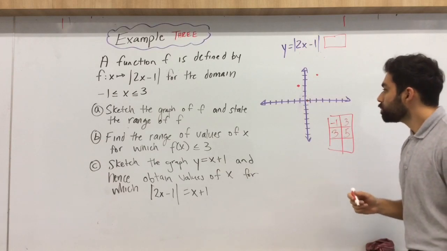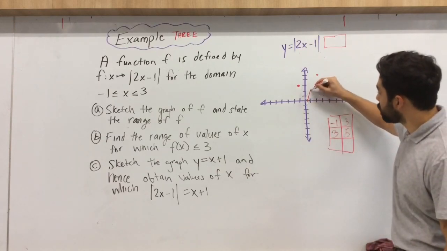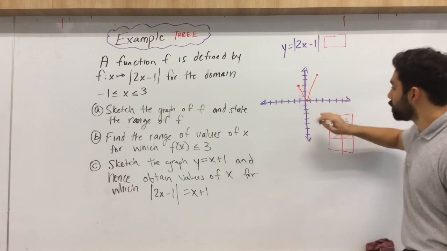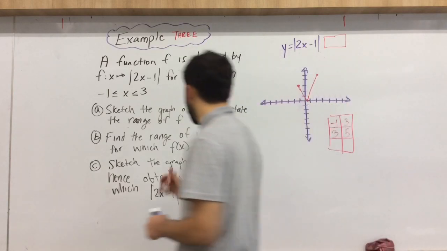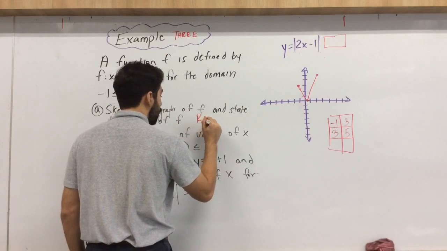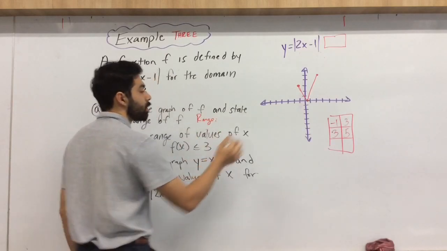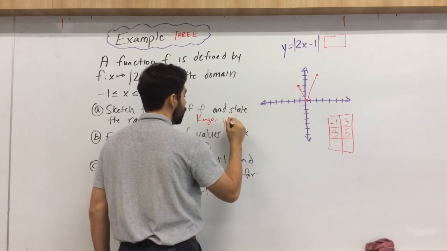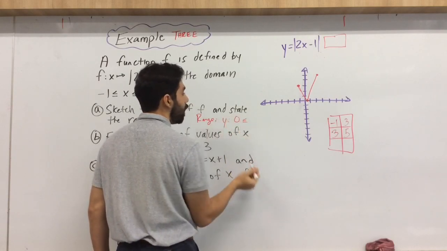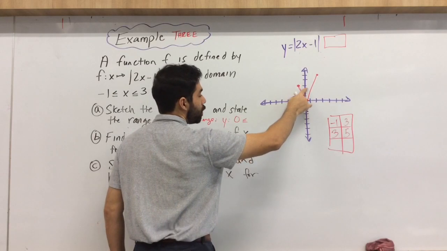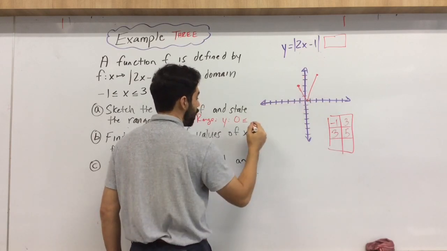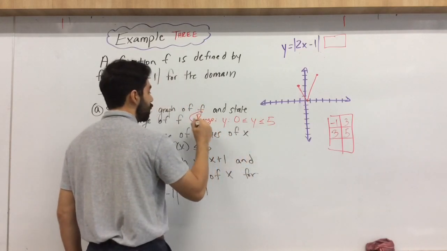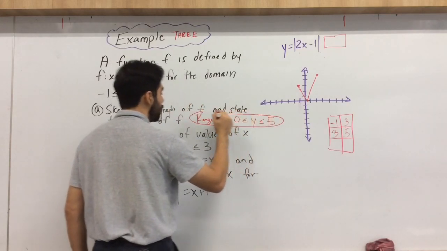Alright, let's connect these points and see what our range is. It's going to start off at 0. Minimum is 0, and it goes all the way up to 5. So this is our range. It's between 0 and 5.